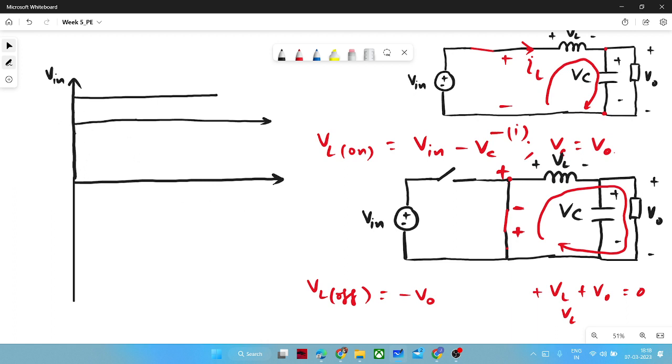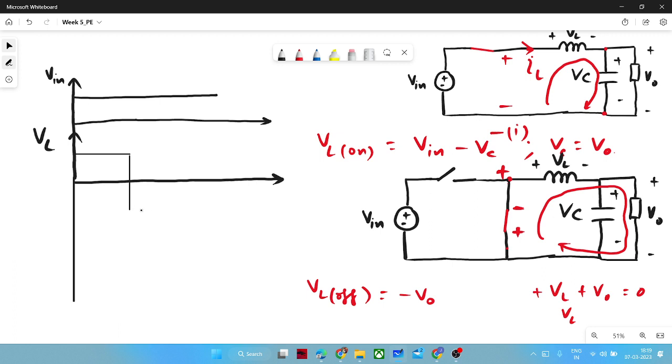So what I was telling, if you see the graph of VL, then you will be confident why it is happening like that. During turn on, when the switch was on, VL was V in minus V naught. Since V in is greater than V naught, it will be positive. Now your VL is becoming minus V naught, right? Are you able to observe your answer?